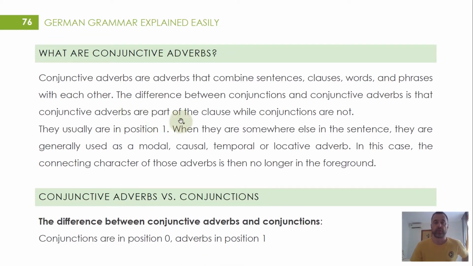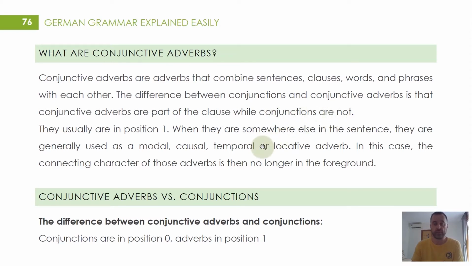So the difference between conjunctions and conjunctive adverbs is probably what you want to know right now, because usually you probably remember conjunctions, something like aber, denn, und. They also combine different sentences, clauses, words, or phrases with each other, right? Yes, they do. But we also have some adverbs that have the same function. And in grammatical terms, the difference is that conjunctive adverbs are part of the clause, while conjunctions are not.